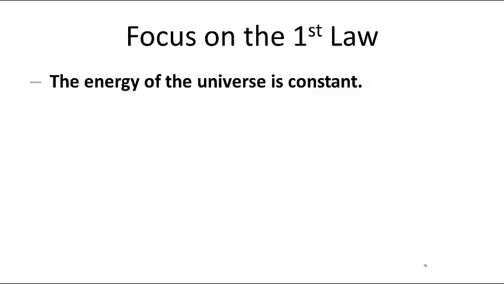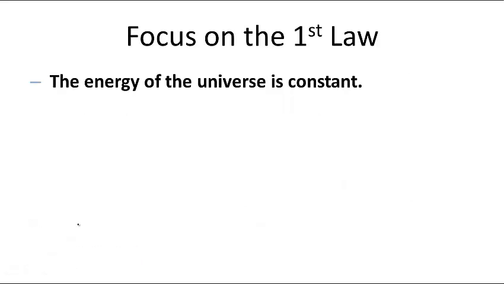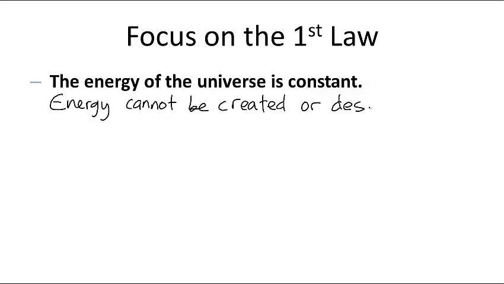But if we focus on the 1st law for a second: energy of the universe is constant. What's another way to state that 1st law? Energy cannot be created or destroyed. So the consequence of that is if a system gets energy from somewhere, that energy had to come from somewhere. It couldn't have just appeared out of nowhere.